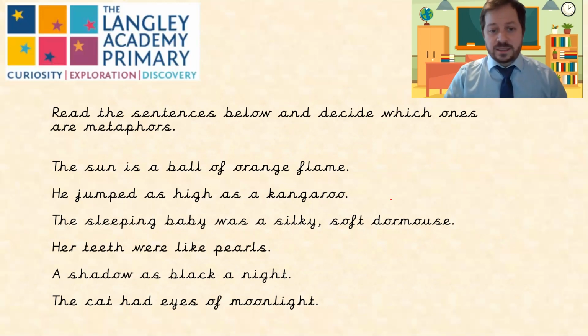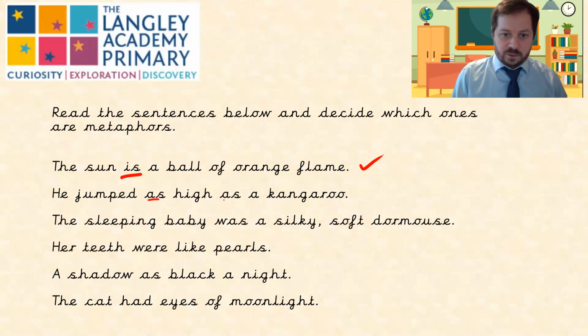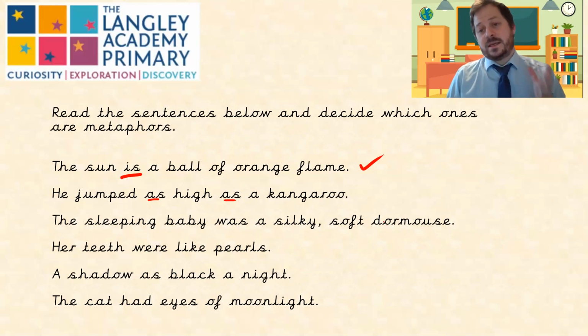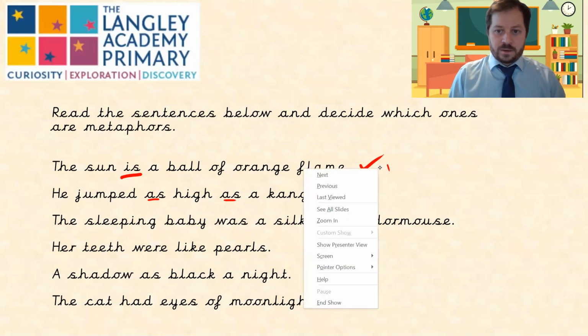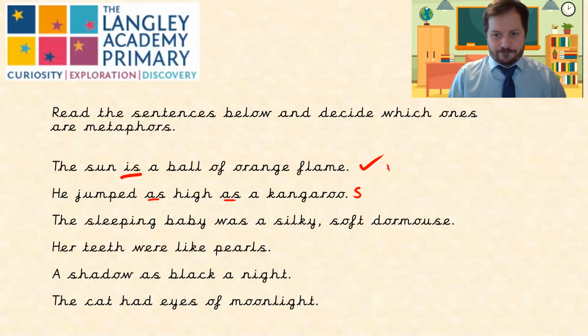Okay, let's have a look. So the sun is a ball of orange flame. Important word here is is. So this is a metaphor. He jumped as high as a kangaroo. The word which is important here is as. So this, in this case, is a simile. There we go. The sleeping baby was a silky, soft dormouse. We're using the word was, much like we used is here. And the baby is becoming a dormouse. So this is a metaphor.